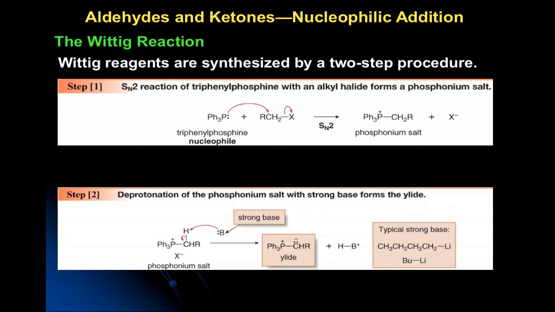Very strong base in this case. It abstracts the proton. You end up with the ylid. You've got the positive and the negative charge. Which one of these species, the phosphorus or the carbon, behaves as the nucleophile? The carbon. And why? It's got a negative charge.